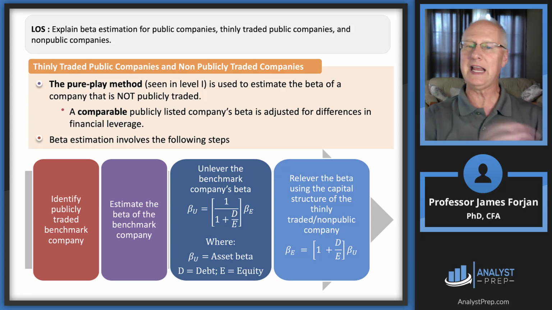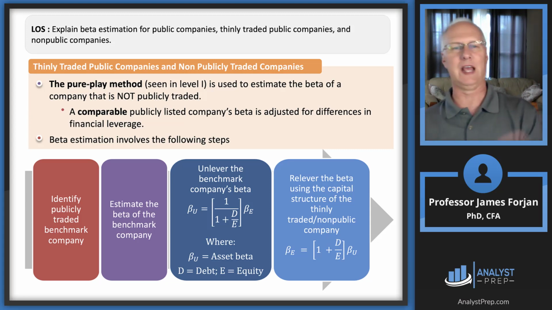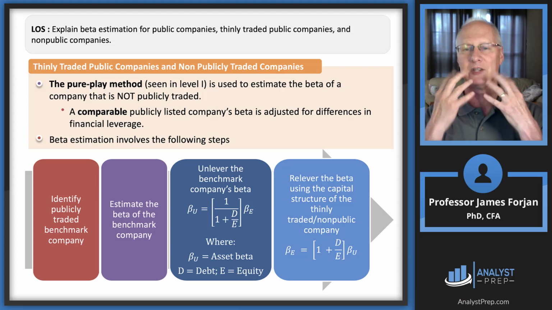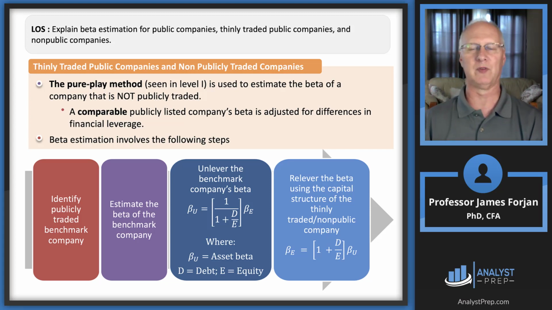And then if we de-lever, then we re-lever. See, I get that terminology from watching too many episodes of Seinfeld. So we're going to re-lever the beta using the capital structure from our thinly traded company or our non-public company. And so there's the 1 plus the debt equity ratio. We've seen that many, many times, not least of which is in the Modigliani and Miller articles.